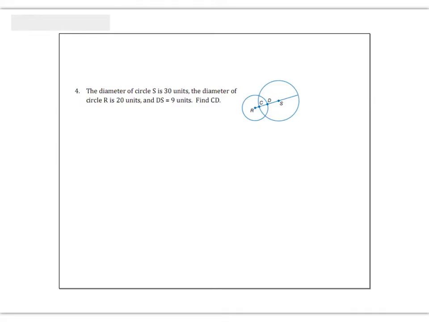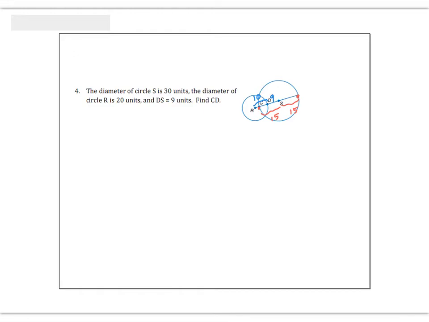The diameter of circle S is 30 units. That means all the way across from here to here is 30 units. Halfway across would be 15. The diameter of circle R is 20 units. So all the way across circle R is 20, which means halfway across, like from here to here, would be 10. And from D to S is 9. So this distance over here is 9 between D and S. Find CD.